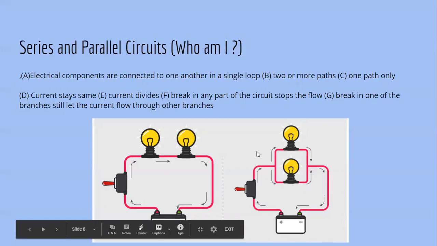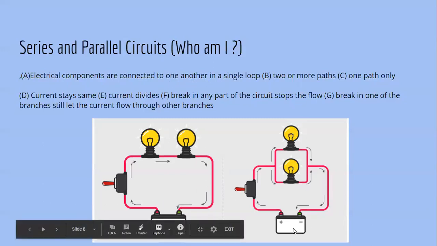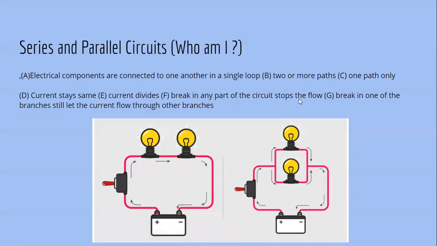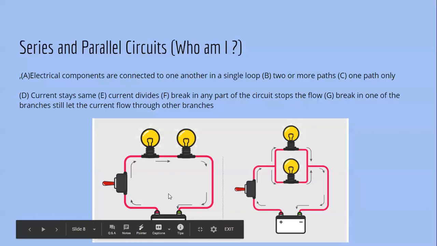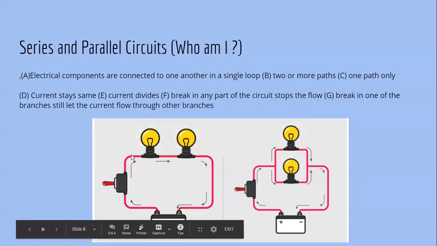So you see that there are 2 paths. Which one do you think is a parallel and which one do you think is a series? So this is going to be a parallel and this is going to be a series circuit. Electrical components are connected to one another in a single loop. Well, here there is a single loop, and here there is no single loop, right? This loop further splits into other loops, so 2 or more paths. So this is for the parallel. One path only, so this is for series. Current stays the same. So remember class, in the parallel circuit the current is going to divide, and in the series circuit the current is going to remain the same.